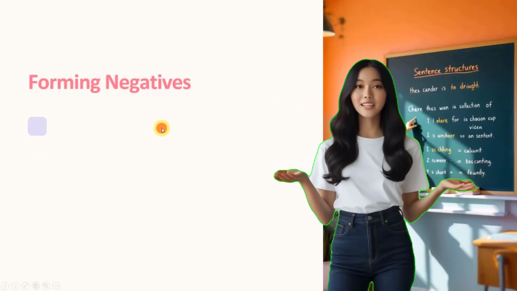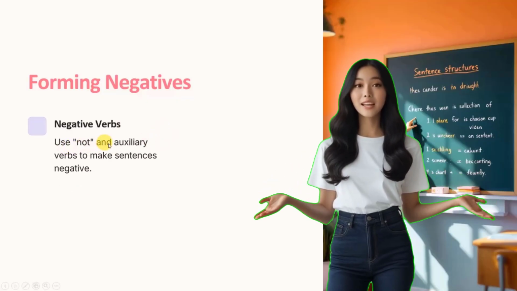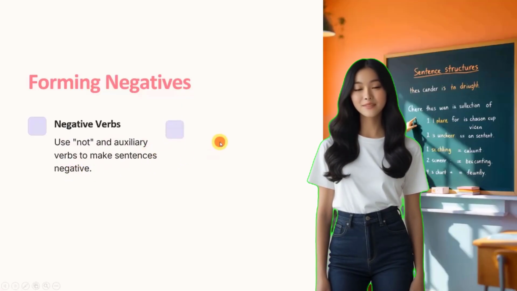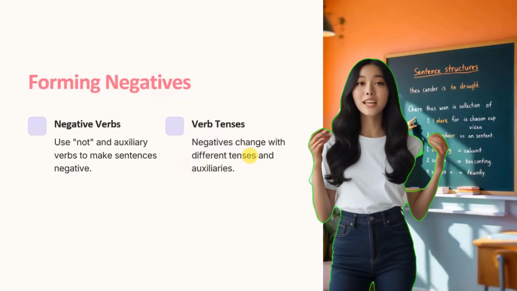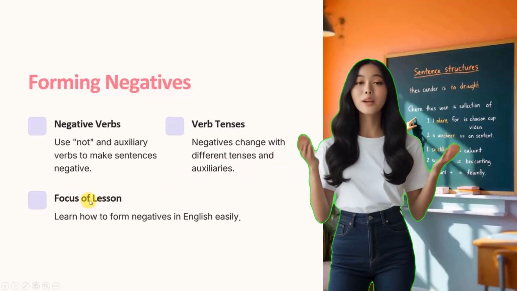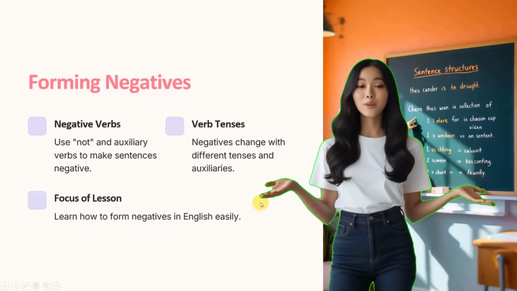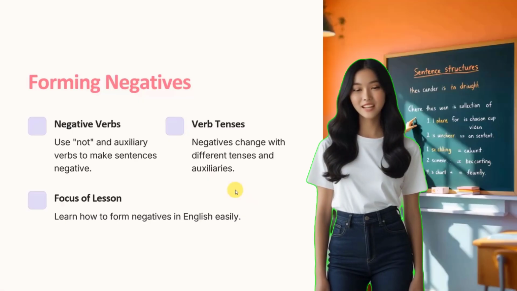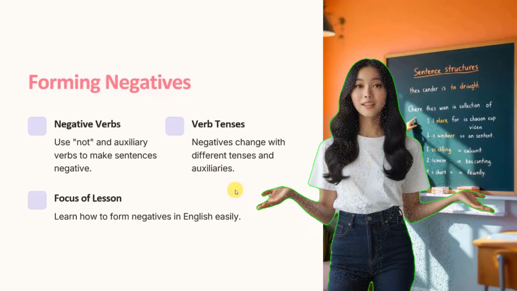Okay, let's have a look at forming negatives. Firstly, negative verbs. Use not and auxiliary verbs to make sentences negative. Verb tenses: negatives change with different tenses and auxiliaries. The focus of the lesson is to learn how to form negatives in English easily. We'll be following up with some examples in a later slide, and you'll see exactly how to do it and become a master in forming negatives.